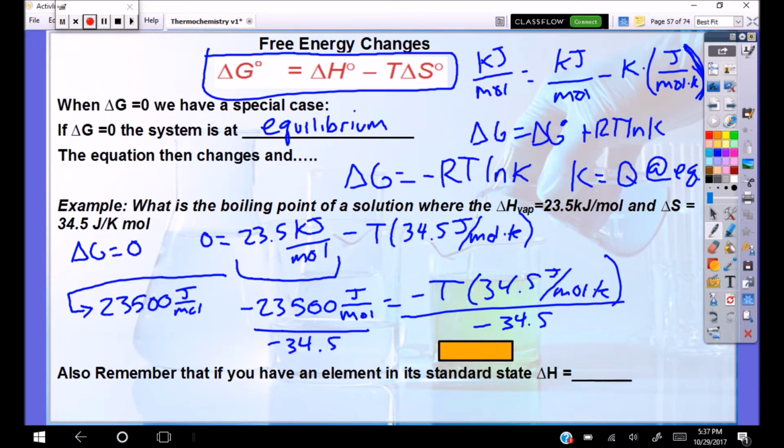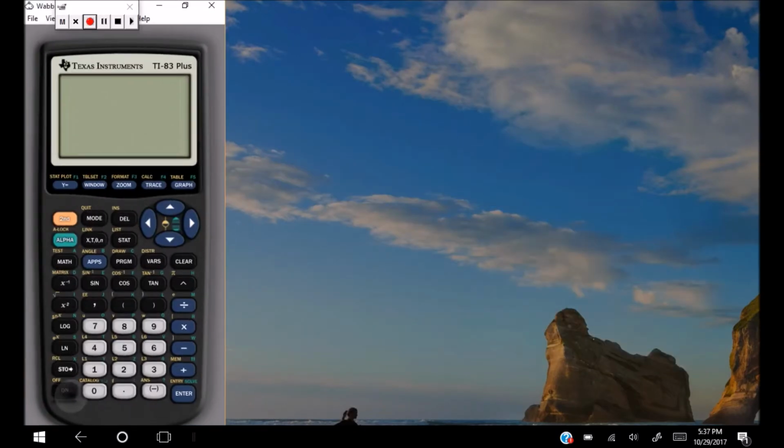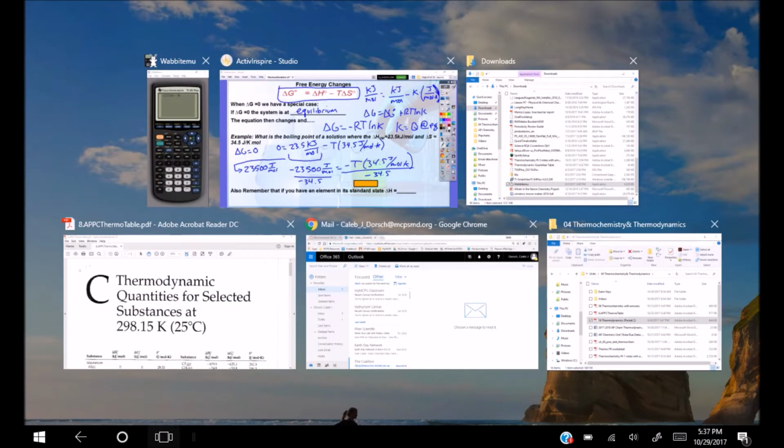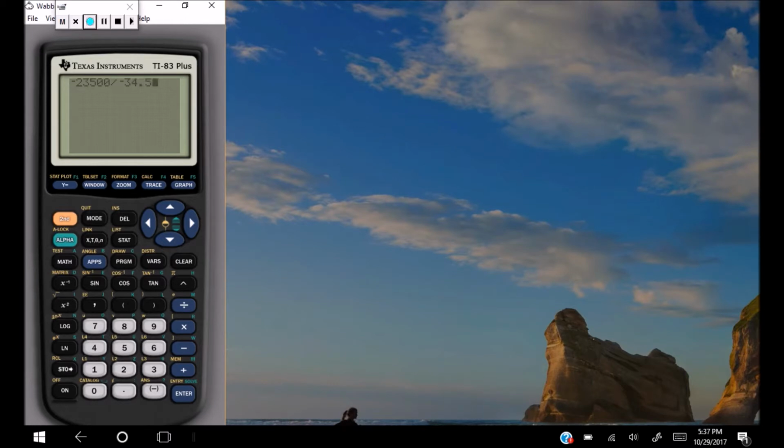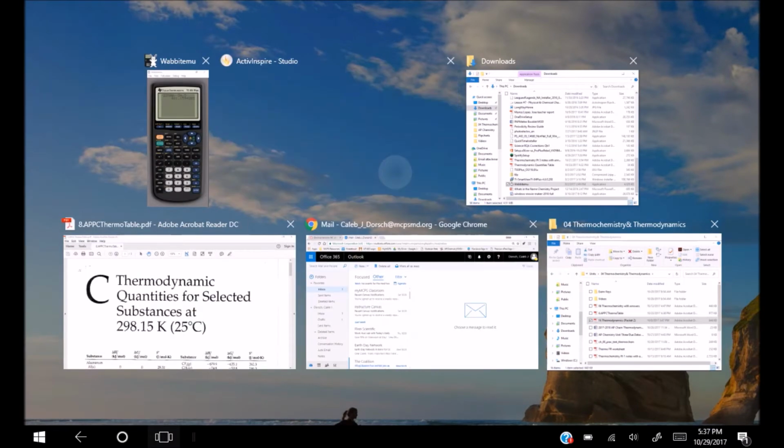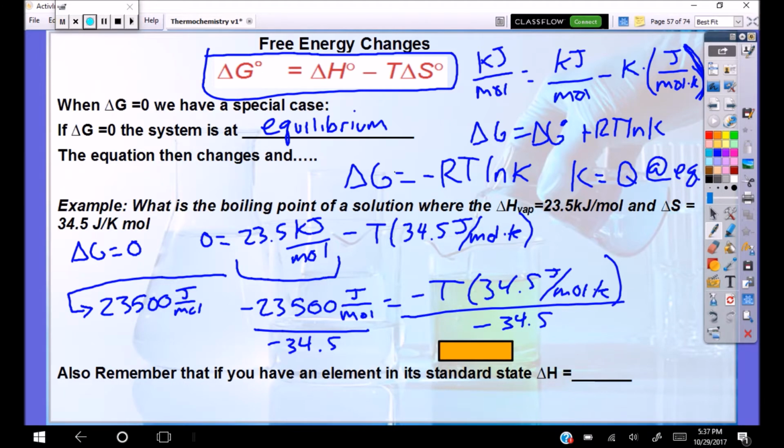So if we plug that into our calculator there, let's turn this thing on. Negative 23500 divided by negative, was it 34.5? Yes, 34.5. All right. And we get a temperature of 681.15. That is in Kelvin. And we have 3 sig figs here, so we get that the temperature is equal to 681 Kelvin. And that does match up with my answer. So it's pretty easy to solve.